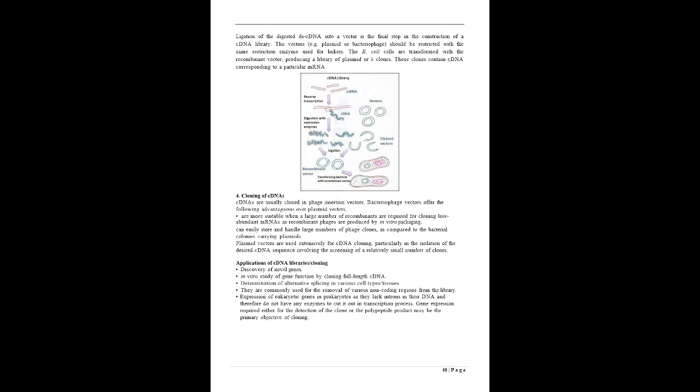So the advantage is that while both plasmids and phages are used, bacteriophage offers specific benefits like efficiency. They are more suitable when a vast number of recombinants are needed. It helps in in vivo packaging and handling, and it has wide applications. Most importantly, it helps in studying alternative splicing patterns across the different tissues. Since cDNAs lack introns, they can be expressed in prokaryotic systems to produce eukaryotic proteins, which is the primary goal of molecular cloning. It helps in identifying new genes and their important functions.